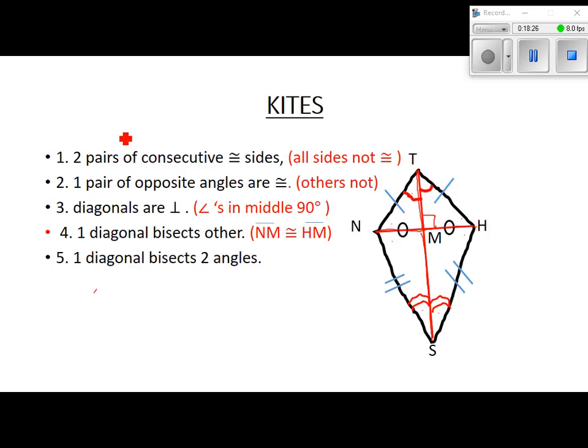Kite's a little harder because if you turn the kite around, it changes the way everything is set up. And then you got to know which ones. Know that these 2 angles are going to be congruent. And know that this diagonal is going to bisect those 2 angles.